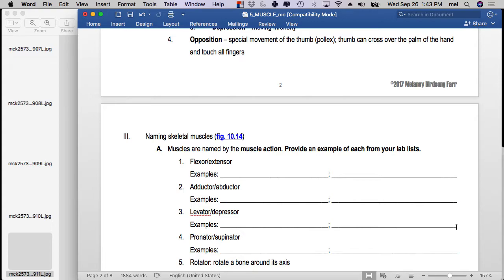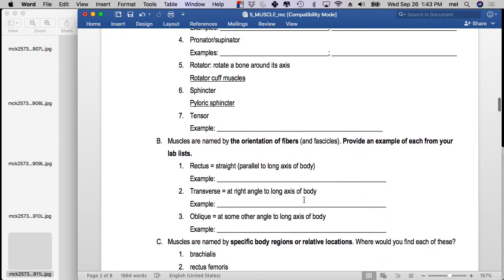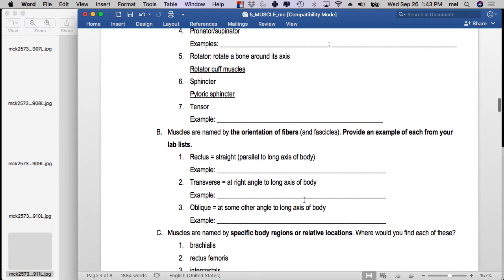Got it? Okay. Levator. We met one of those. Levator scapulae. Do you know a depressor? I'll teach you a depressor today if you don't know one. You don't have to learn it for lab, but it's one where the name makes sense, so I'll reinforce it with you. I don't think you learn one in lab. I'll show you one just to make sure you understand the difference between a levator and a depressor. Okay, pronator and a supinator. You should know. Pronator teres, and then the supinator. Supinator.